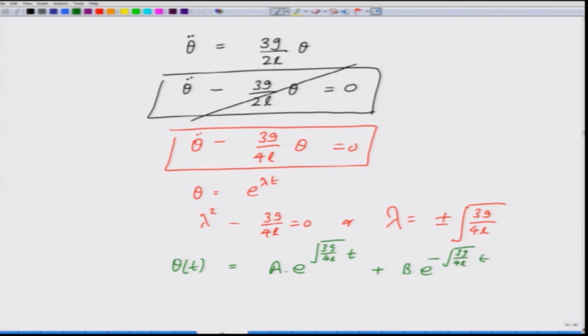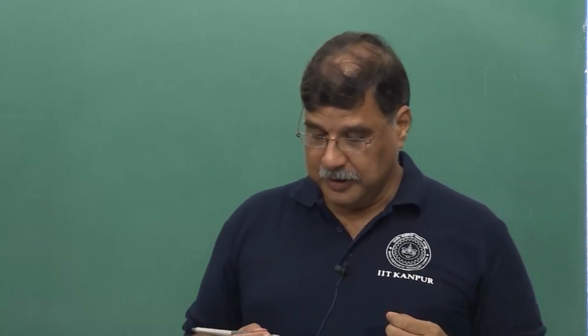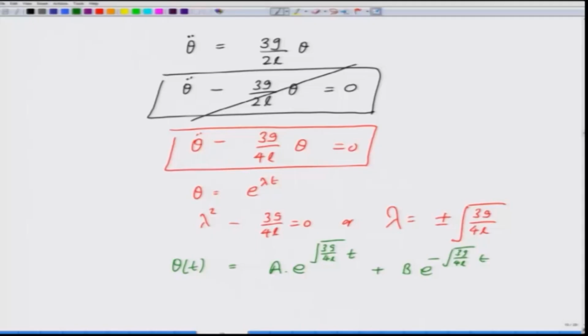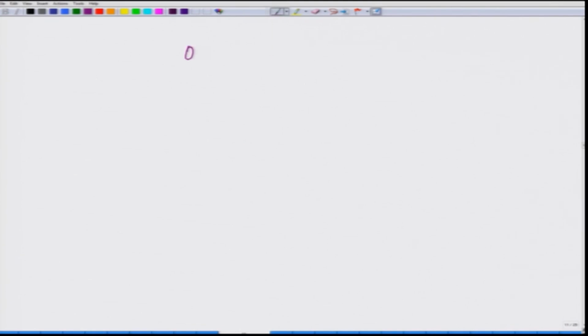To understand what is happening and why this longer rod is easier to balance, the second term, b e raised to minus square root of 3g by 4L t, is not important, because what makes theta grow with time is the first term. So, let us focus on that term. So, I can roughly write that theta as a function of time is equal to some constant a e raised to square root of 3g over 4L times t.